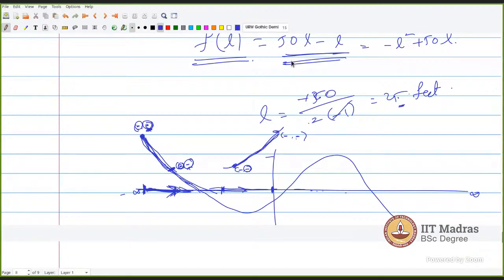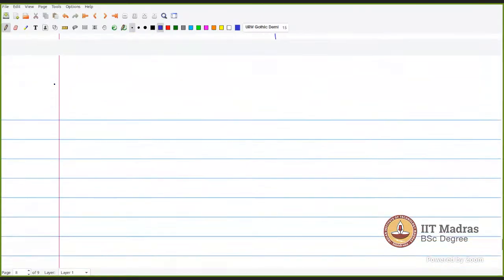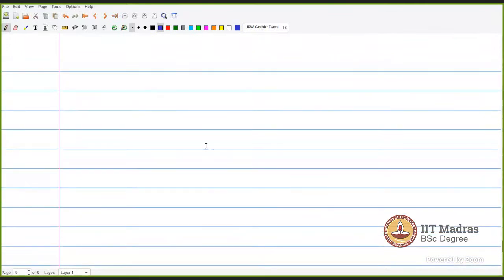Okay, sir. Question number 9 from the mock test. Can you read out the question? Aditya is a roller coaster designer. That was just now discussed.